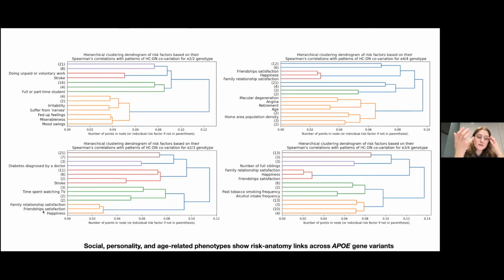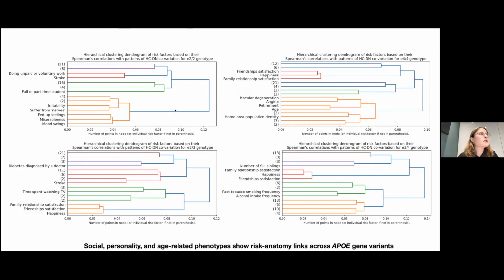So building on this pattern, this social cluster that is present across most APOE genotypes, builds on previous research from our team, where we have shown that perceived and objective social isolation, such as loneliness and lack of social support, are consistently associated with classical Alzheimer's disease risk factors in the UK Biobank cohort.